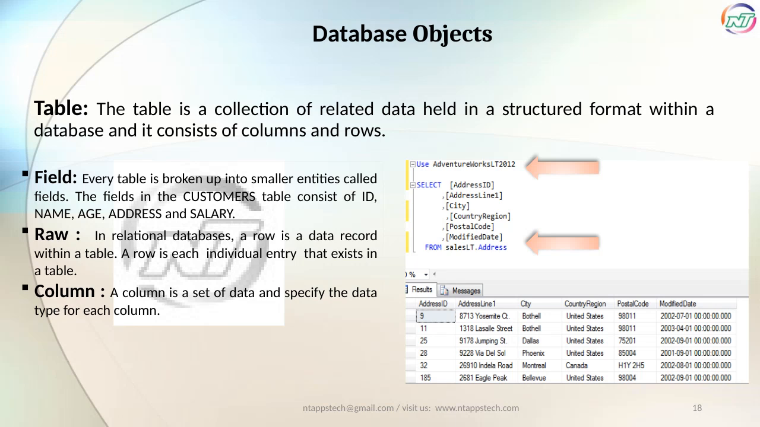Each row, or record, is an individual entry that holds values for each field, representing one unit of data within the table. Meanwhile, columns specify the data type and define what kind of information will be stored in each field, ensuring the structure is consistent and meaningful. This structured format helps to efficiently store, retrieve, and manage data within a database.